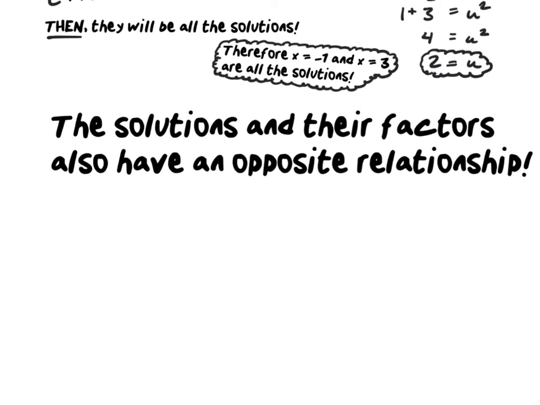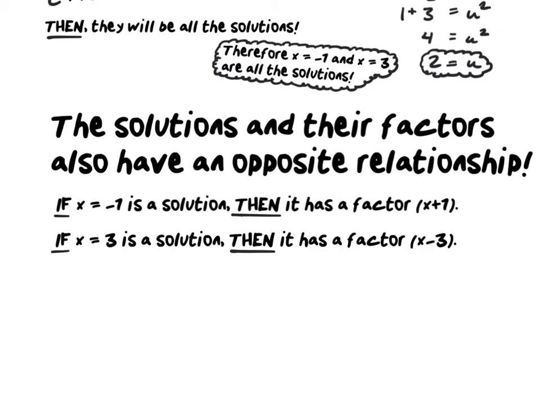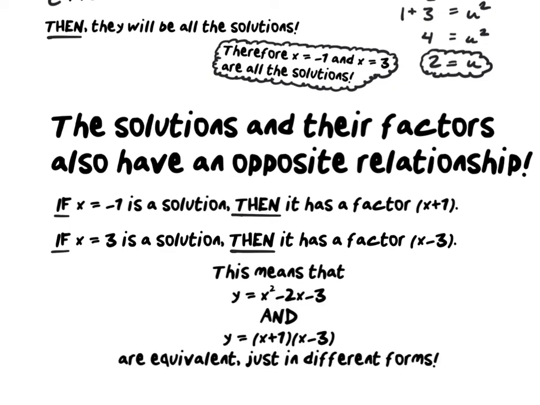Next fact, the solutions and their factors also have an opposite relationship. So if x is negative 1, its factor is x plus 1. If x is 3, then its factor is x minus 3. This means that both of these equations are equivalent, they are just in different forms.